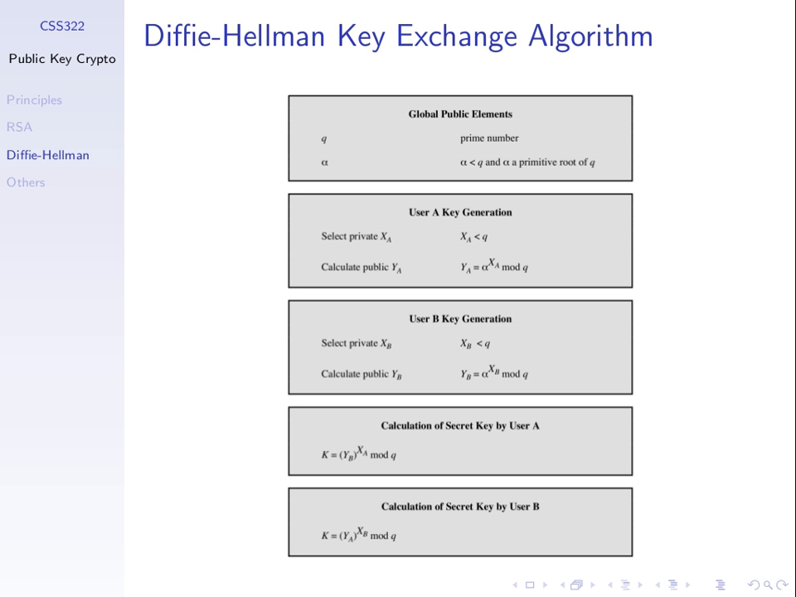We know this equation was used. We know YB. We know Q. We want to know K. We don't yet know XA. That's our first problem. How do we find XA?